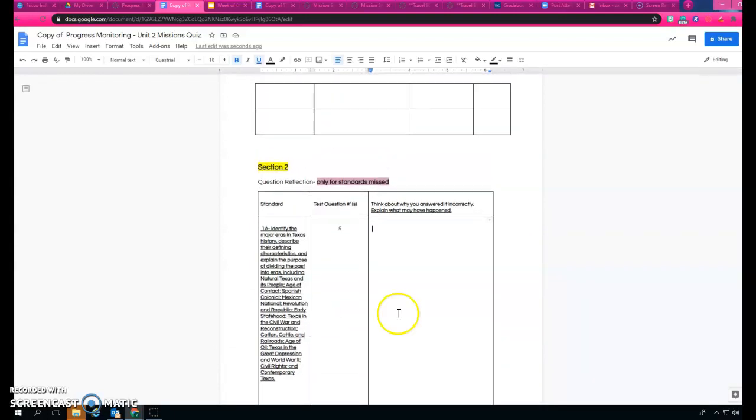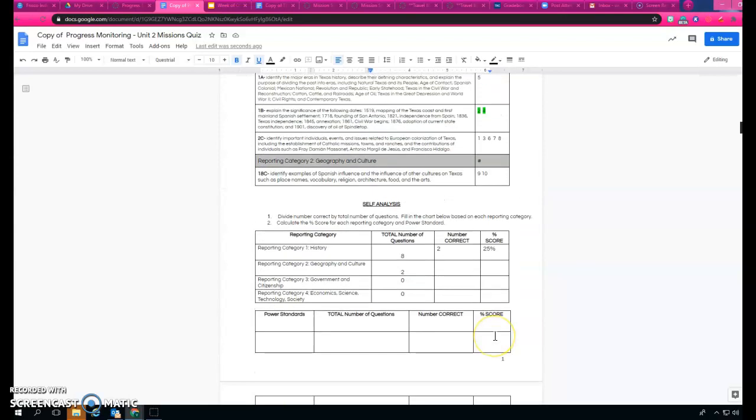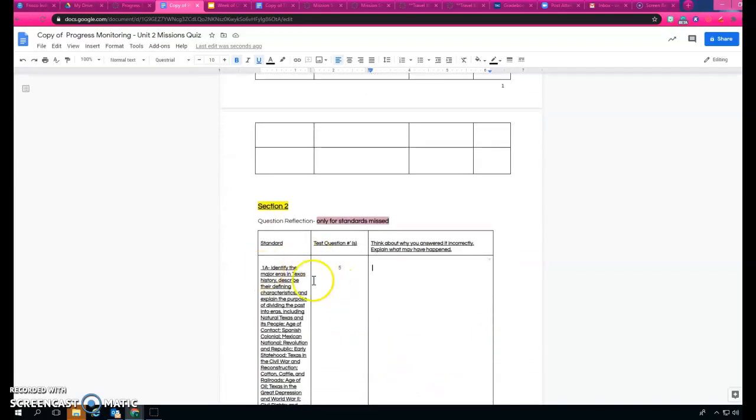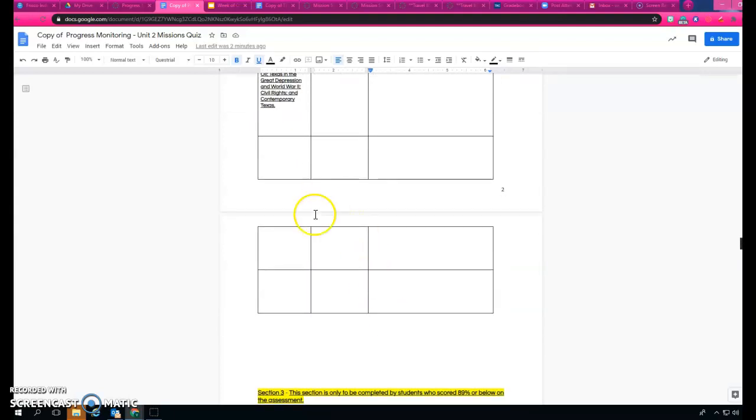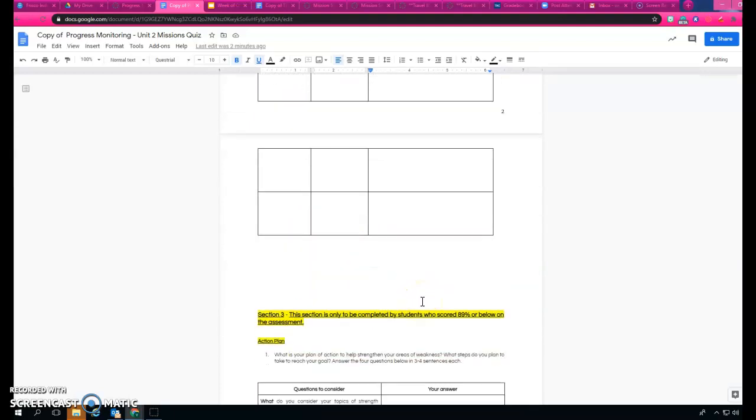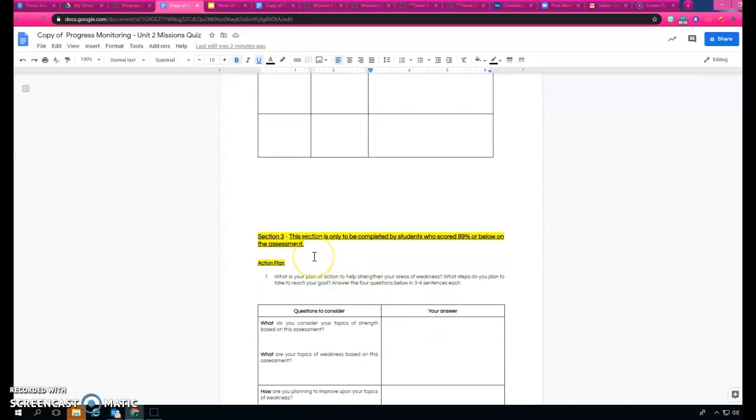Now, let's say I got 100 on my assessment. I don't have any standards for section 2 because I didn't miss any standard. If you got 100, then you would skip section 2. Everyone else, you need to complete it thoroughly. Then we get into section 3.